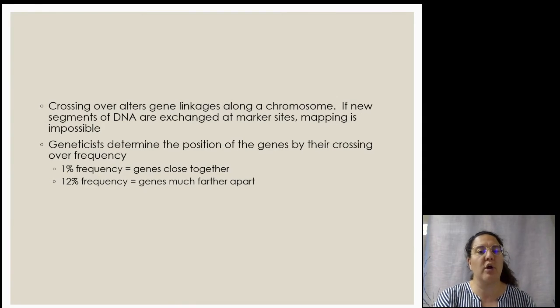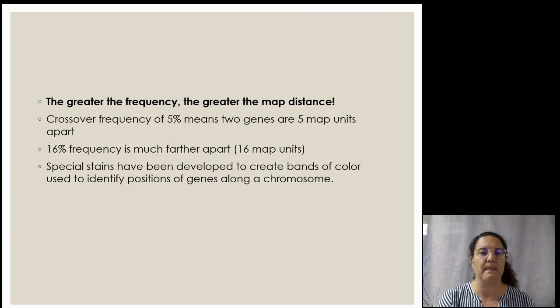So crossing over will alter gene linkages along a chromosome. So if new segments of DNA are exchanged at marker sites, mapping is impossible. And geneticists will determine the position of the genes by their crossing over frequency. So if the crossover frequency is 1, the genes are much closer together because it's less likely that crossing over will happen right between them. However, if the crossover frequency is 12, the genes are much farther apart because it's more likely that crossing over will occur at some point between those two genes. So the greater the frequency, the greater the map distance.